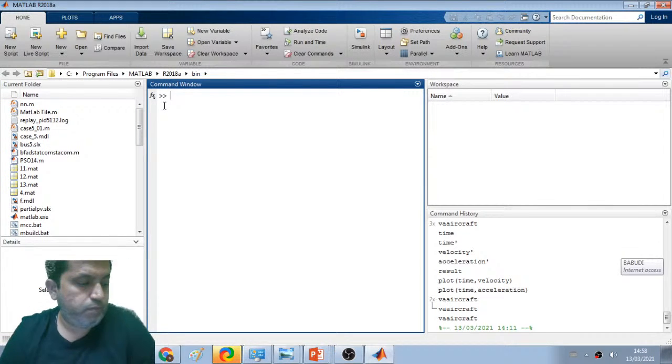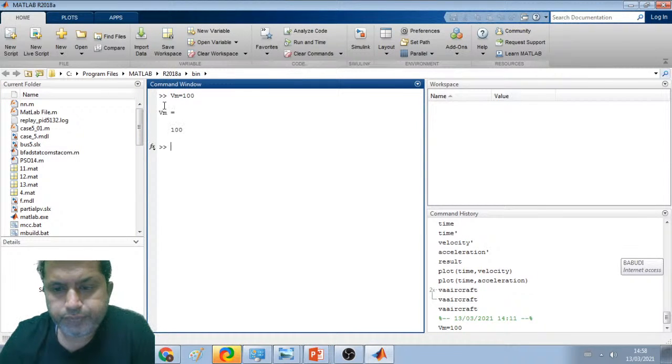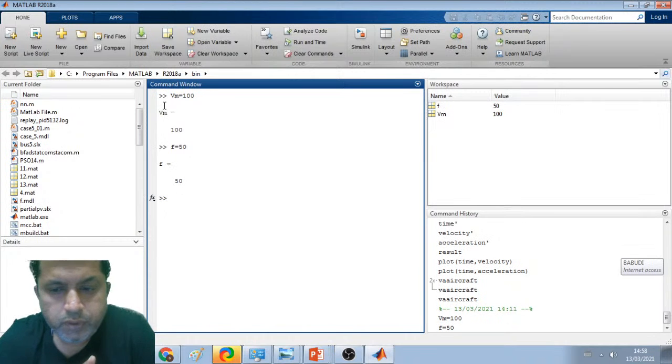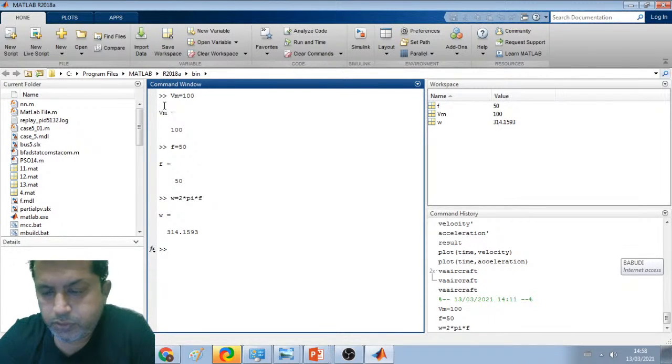So we will plot. Now what is given? Vm is given as 100. F is given as 50 hertz. Omega is equal to 2 into pi into f. This is equal to this.